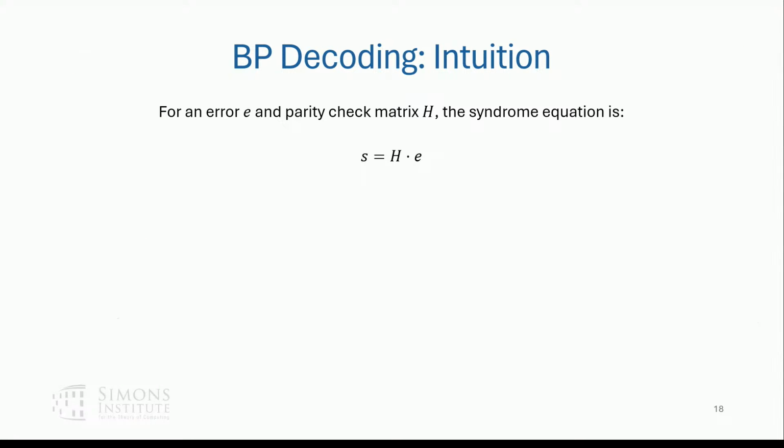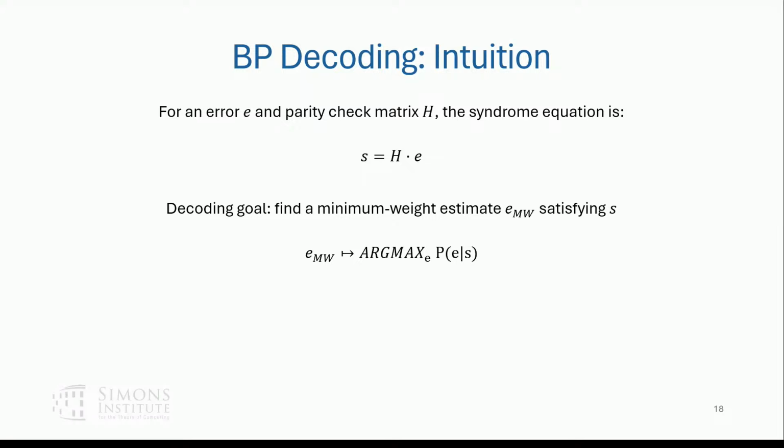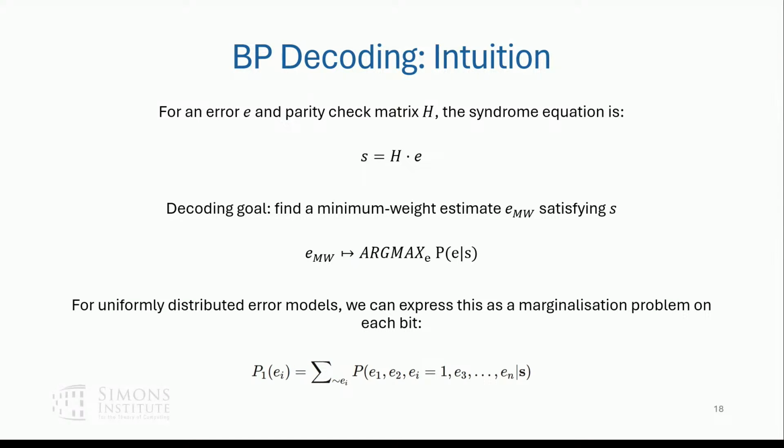Okay, so to provide some intuition for how this algorithm works, let's focus on the classical decoding case. Here we have a classical syndrome equation. Given this syndrome, the goal of decoding is to find some minimum weight estimate of the error given this measured syndrome. Assuming that we have a uniformly distributed error model, as might be the case in the binary symmetric channel, then we can express this as a marginalization problem, where we marginalize over a multivariate probability distribution that relates the probability of each bit being an error to the syndrome that's been measured.